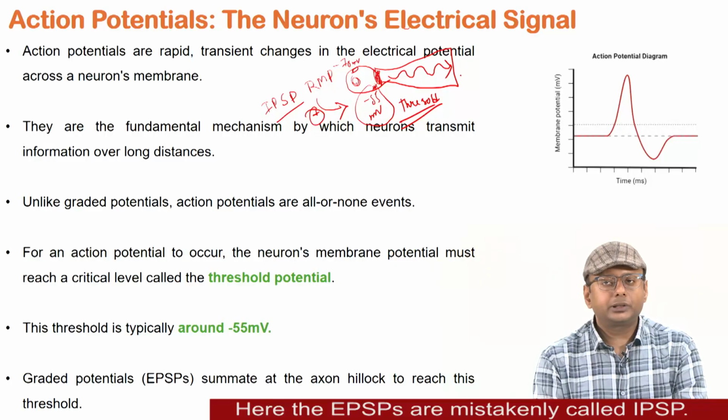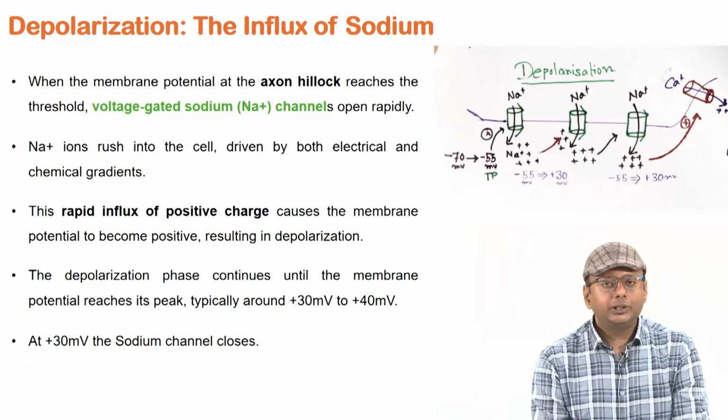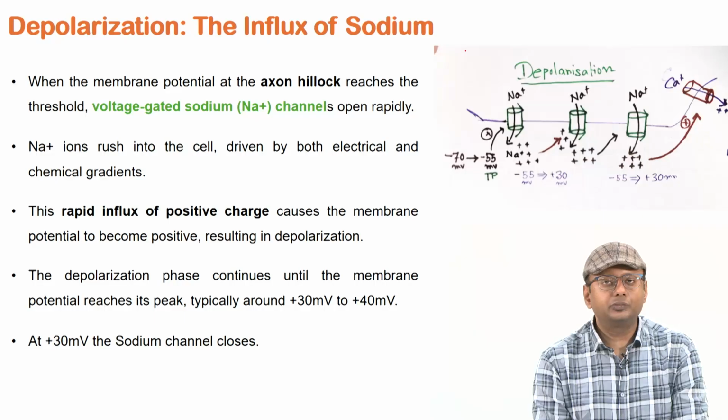And unlike the graded potential, the action potential is mostly an all or none event. So either it will happen or there would not be any action potential. Basically, as we said, the threshold potential is minus 55 millivolt, and in the next few slides we will see the different voltages that would be attained based on the ion channel movement. So in the case of action potential, the first crucial step, or the first stage of the movements that happens, is called depolarization, or the influx of sodium.